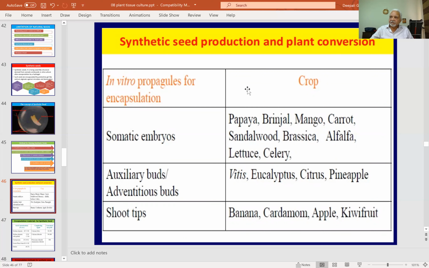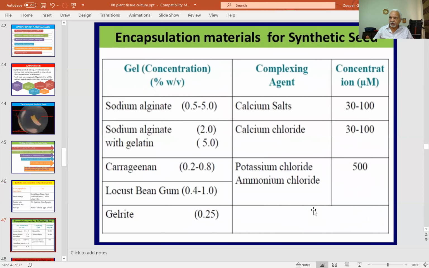Following this, a lot of success stories are there for different crop plants, where in vitro propagules have been encapsulated, like somatic embryos for papaya, brinjal, mango, carrot, sandalwood, brassica, lettuce, and axillary buds in eucalyptus, citrus, pineapple, and shoot tips encapsulated in the case of banana, cardamom, apple. So there are many examples where synthetic seeds have been generated and used for storage.